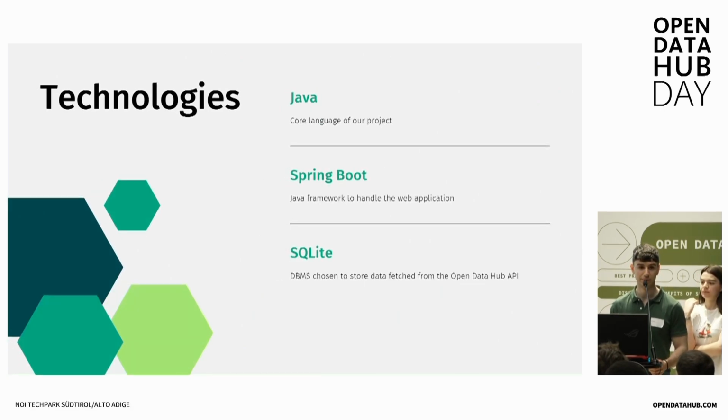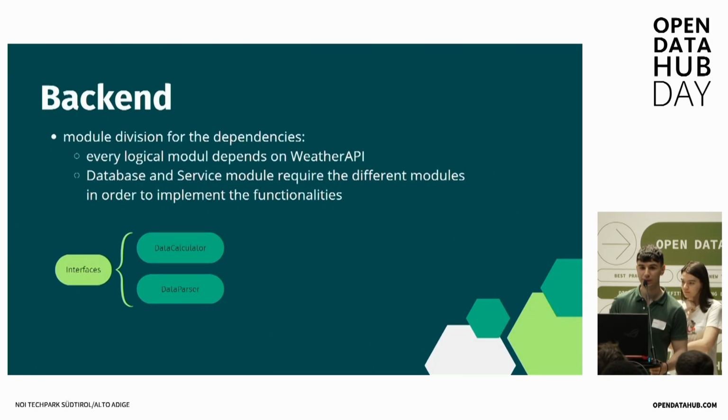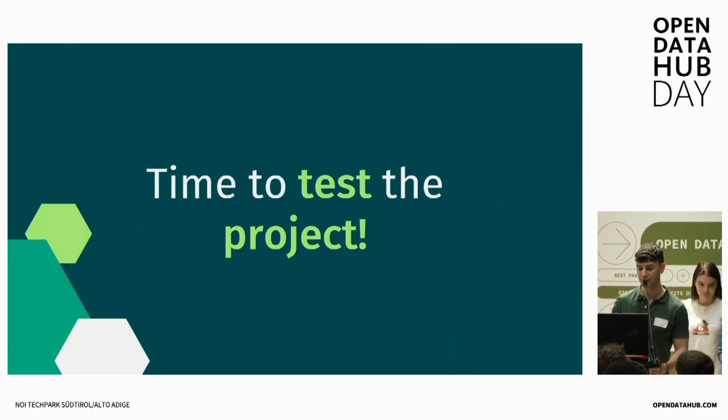We use Java as the main programming language, but obviously there is also HTML for the web page. Then we use Spring Boot as a framework and SQLite as a database because of its nature to be standalone, without the necessity to create any server. And for the backend, we use modules and also interfaces, taking into account the possibility to extend our application in the future and to be reactive to any more input. Now I leave the word to my colleague to test the project and see it works.